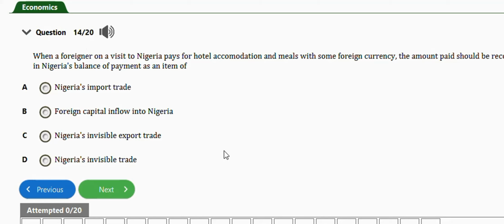Okay, so when you talk about services, you are talking about invisible trade, whereas when you talk about goods, you are talking about visible trade. So guys, the right answer to this question is option D, Nigeria's invisible trade. Okay, next question is this one.